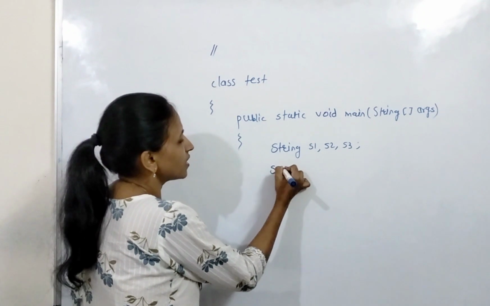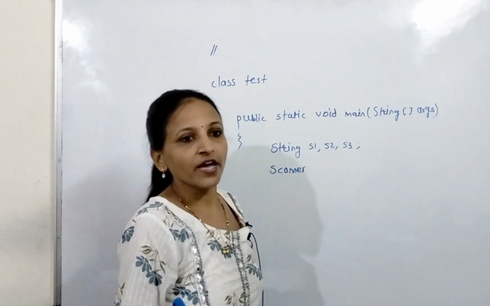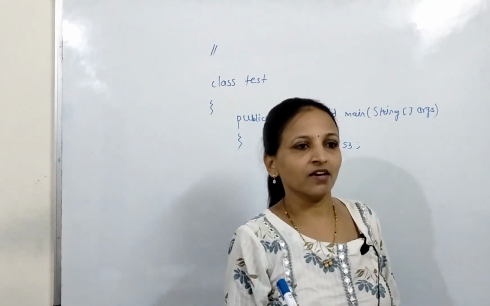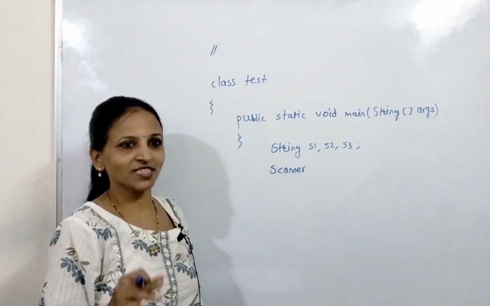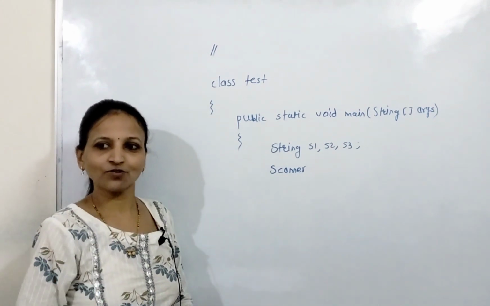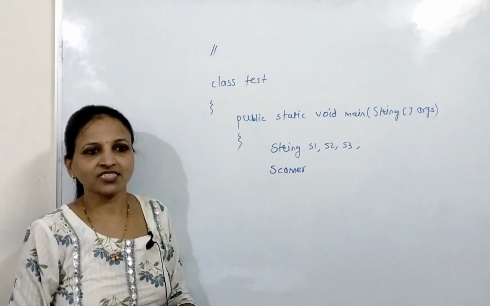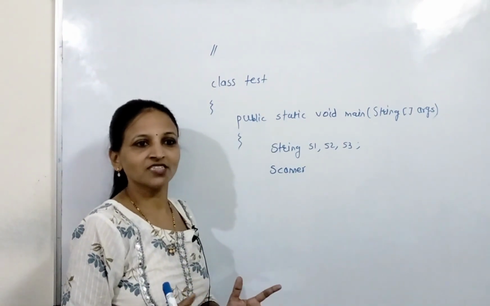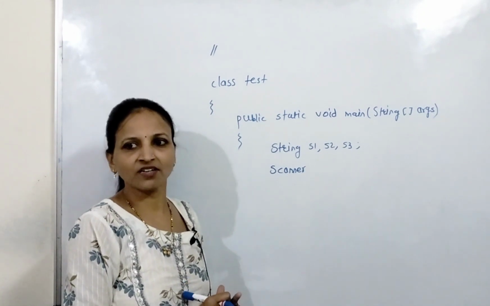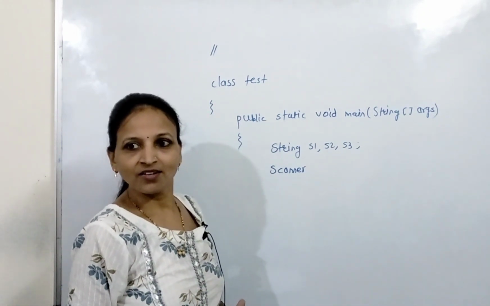Now the Scanner class object you have to create compulsorily if you want to accept input from the user. If you don't want to accept input, here you can create two objects, S1 equal to this one, S2 equal to this one, meaning directly you can store any string in S1 and S2. But better you accept those strings from the user. That is always better. Why? If that question is for 5 marks, 6 marks, then okay.